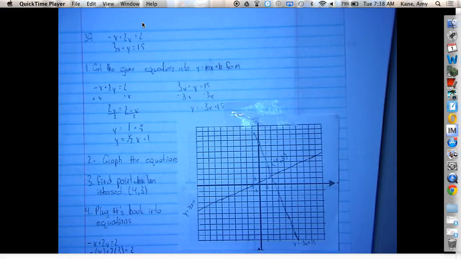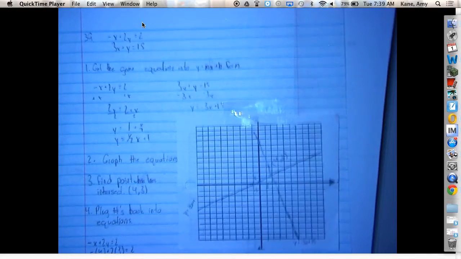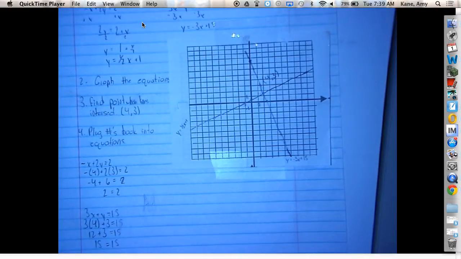So first, I got the given equations into y equals mx plus b form because you have to graph it. And then you graph the equation and you start from the y-intercept and go by the slope. And then you find the point where the lines intersect, which is (4, 3). And then you plug the numbers back into the equation and they work out since you get the same answer. That's the way it's at.